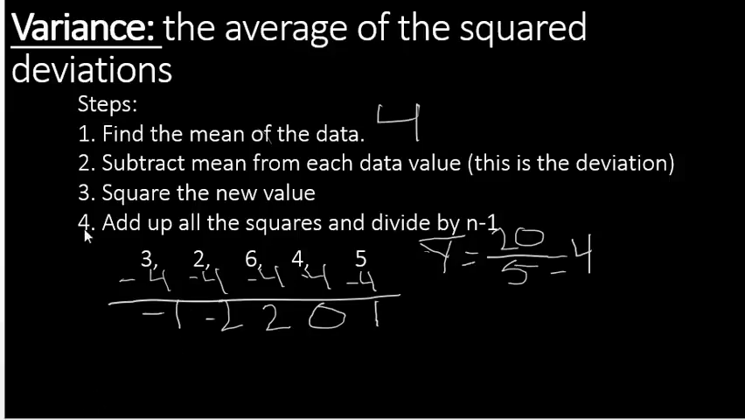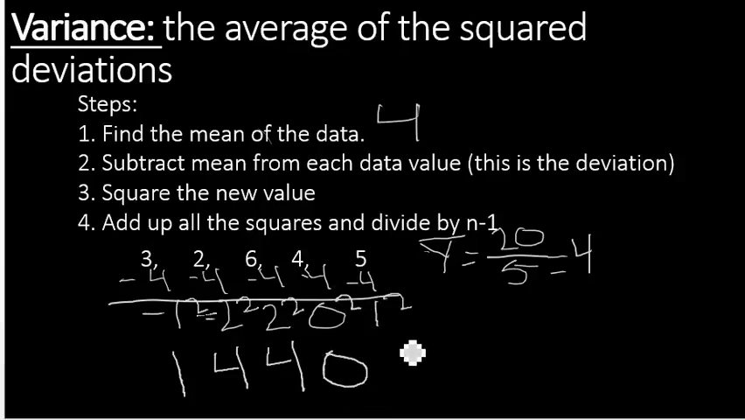Step 3 says to square each of those values. So you want to square negative 1. Negative 1 squared is a positive 1. Square negative 2. Negative 2 squared is a positive 4. Square positive 2, which gives you positive 4. 0 squared is 0. And 1 squared is 1. So we did step 3.